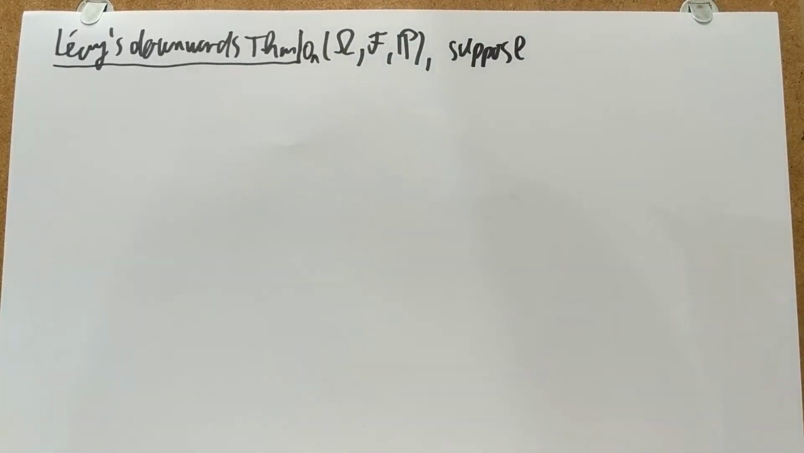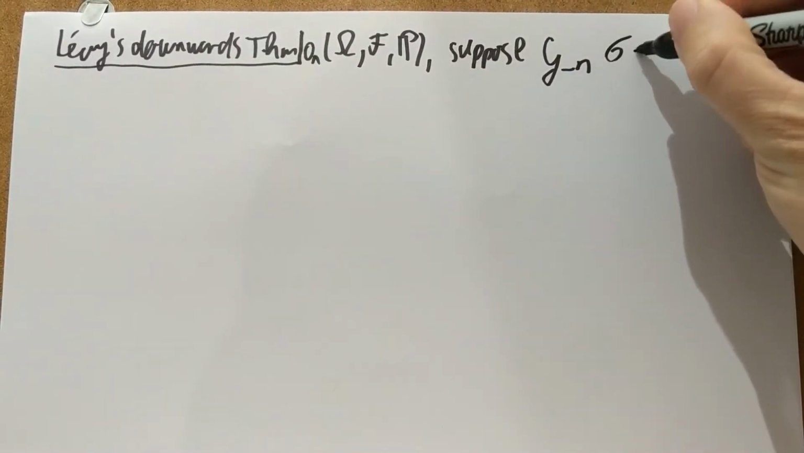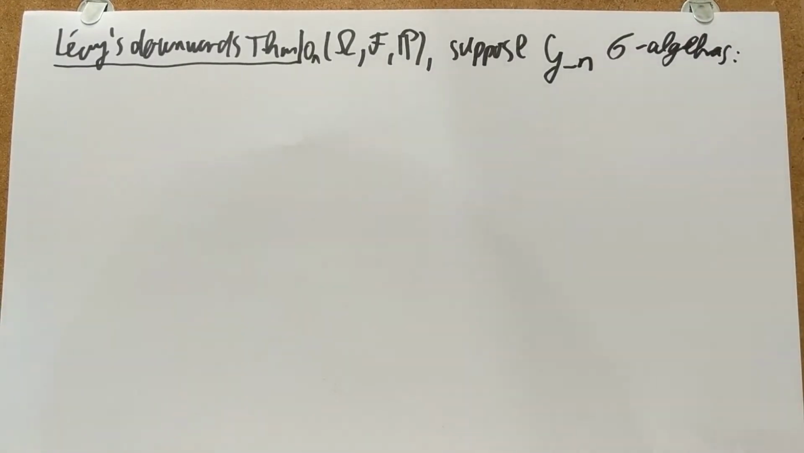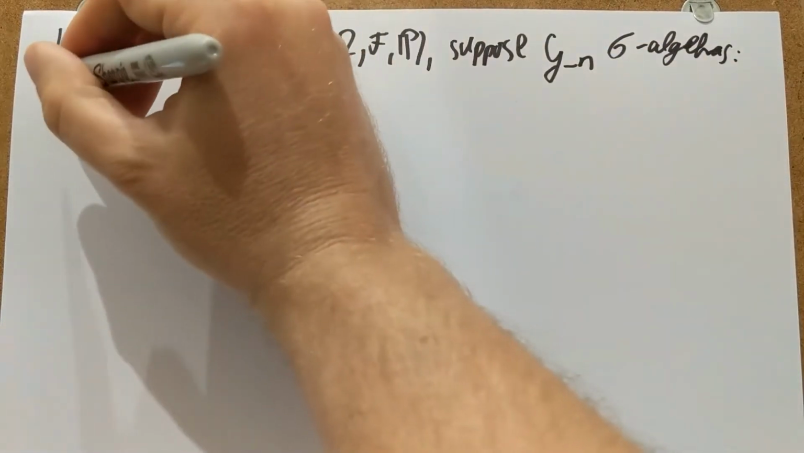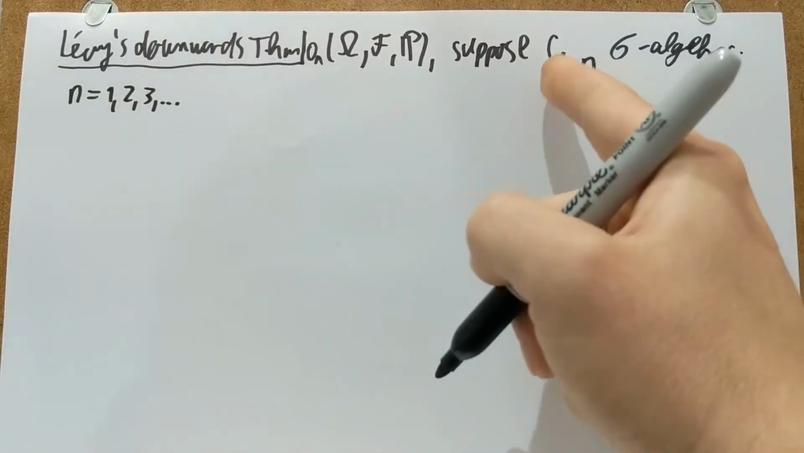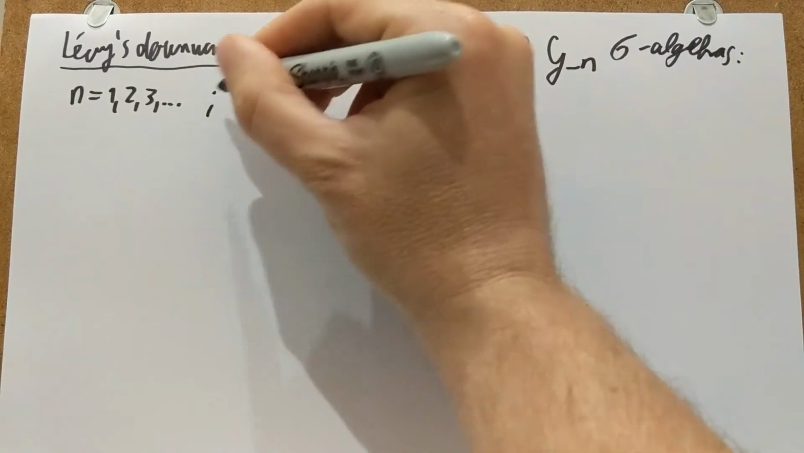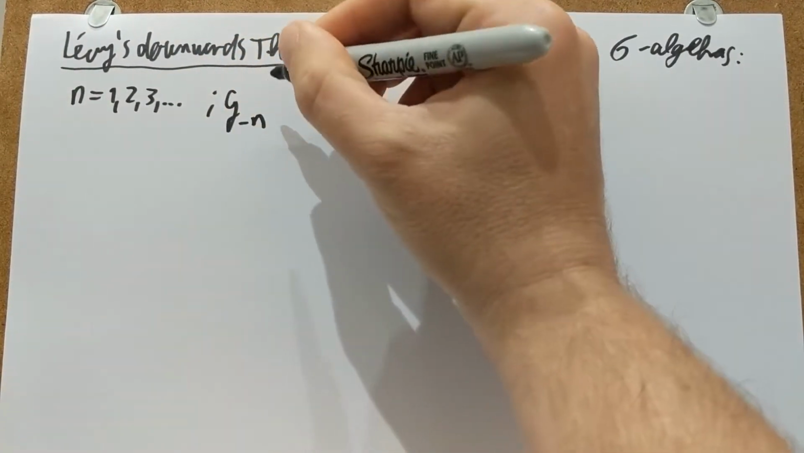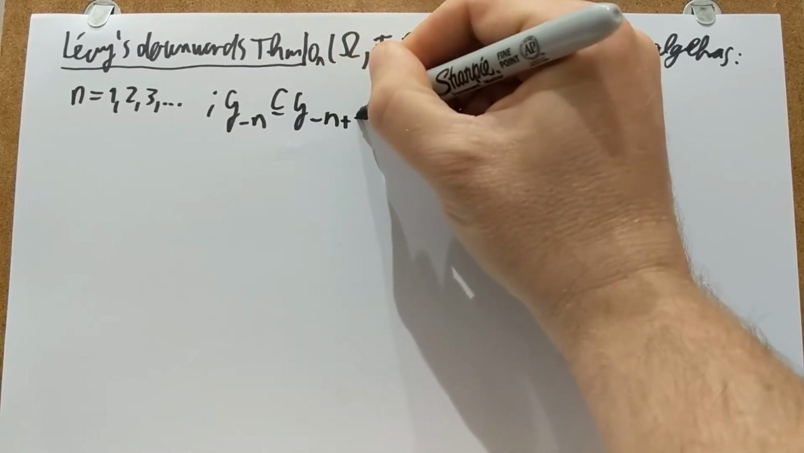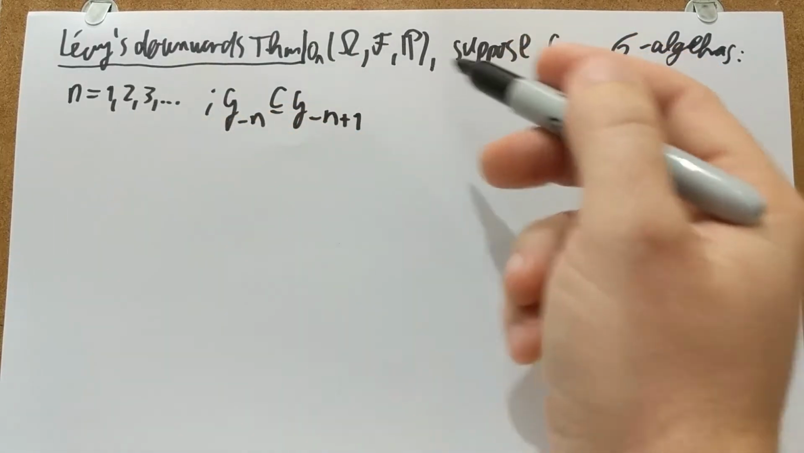suppose that we have a reverse filtration, G of minus n, of sigma algebras with the following property. First of all, n will be indexed on positives, so this will be G minus 1, G minus 2, G minus 3 and so on, and the property is the usual one except that the indices are negative, so it's an increasing system of sigma algebras as the indices themselves increase, but if n increases, then this is going to be a decreasing system.